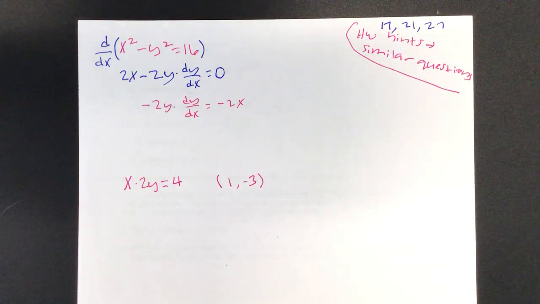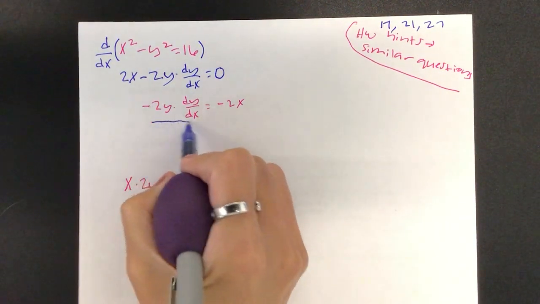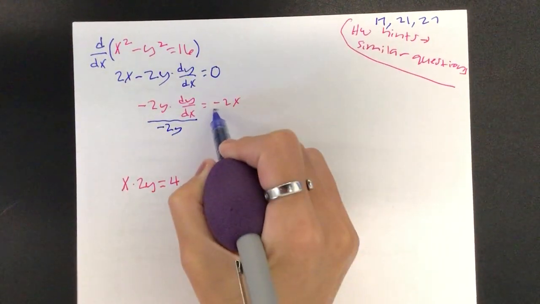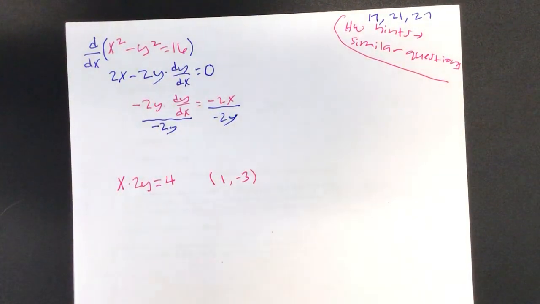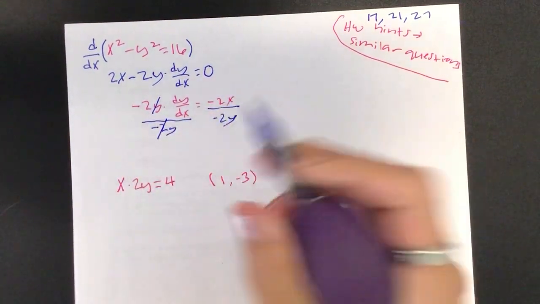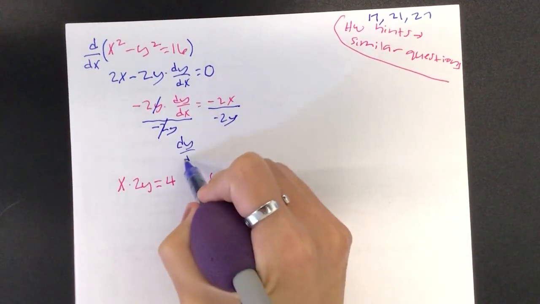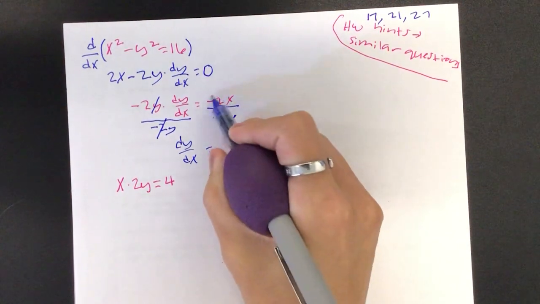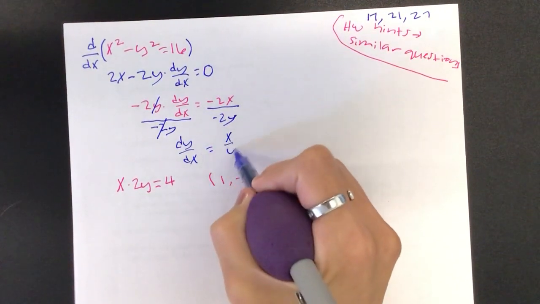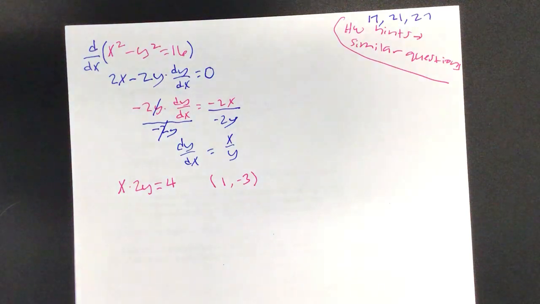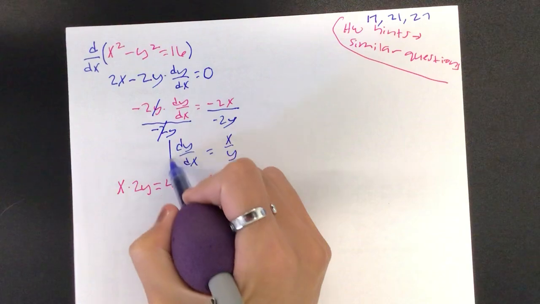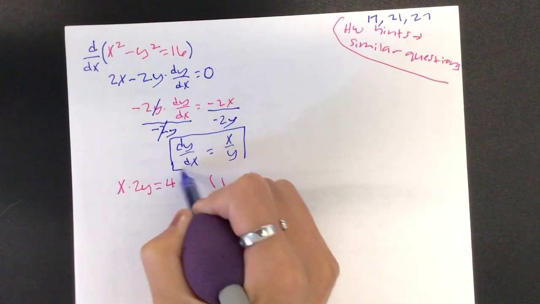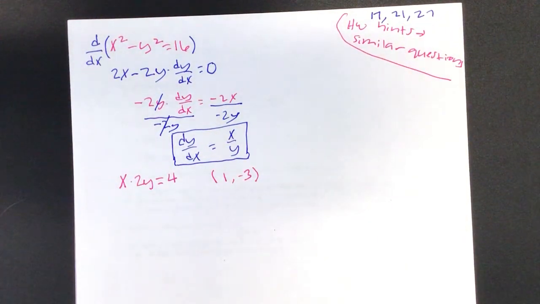Okay. The next piece. My goal is to make dy over dx by itself. So I need to divide it by what? Divided by negative 2y. And like I said, it's kind of like doing algebra 1. So we know all of that goes away. So my remaining is dy over dx is equal to, that also goes away, simply x over y. And my goal was to get dy over dx by itself. So are we done? Yes. That's it. So this is one of the similar questions from 17, 21, or 27. Y'all good with that? Okay.